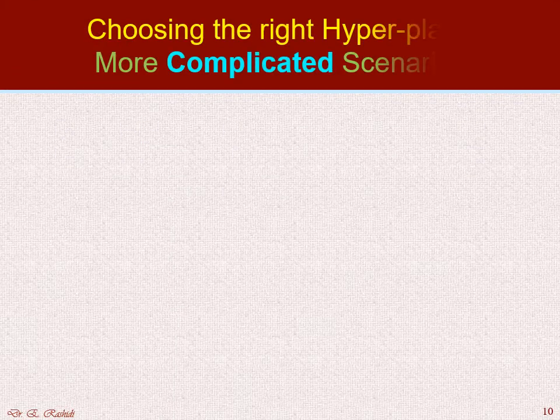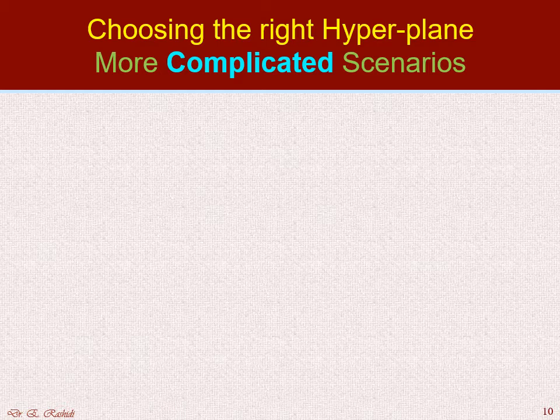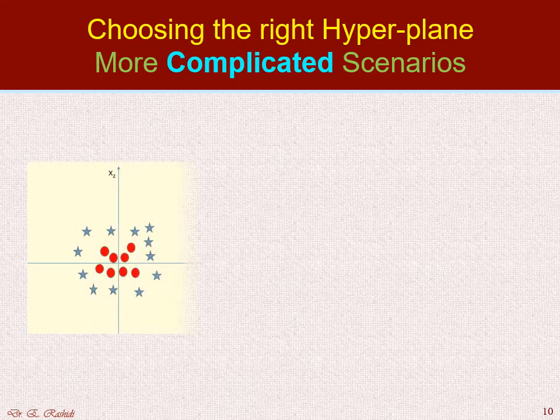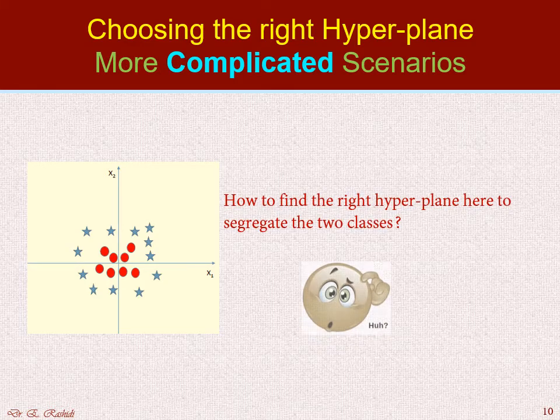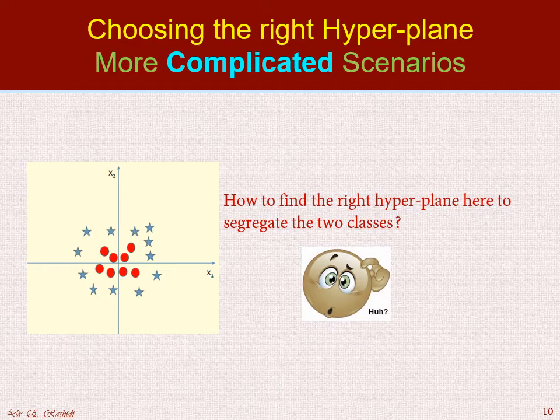Let's now see more complicated situations. Suppose we have this classification problem. We have two features here, x1 and x2, and we have these two classes, stars and circles. How do you find the right hyperplane for this example to segregate the two classes?